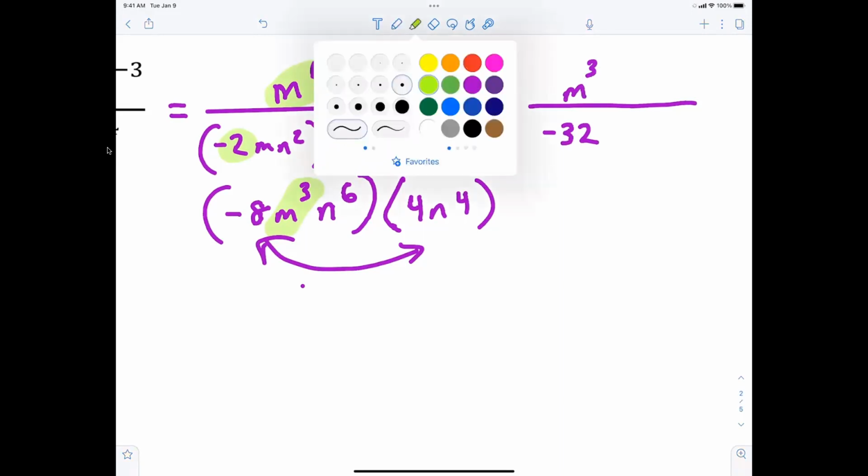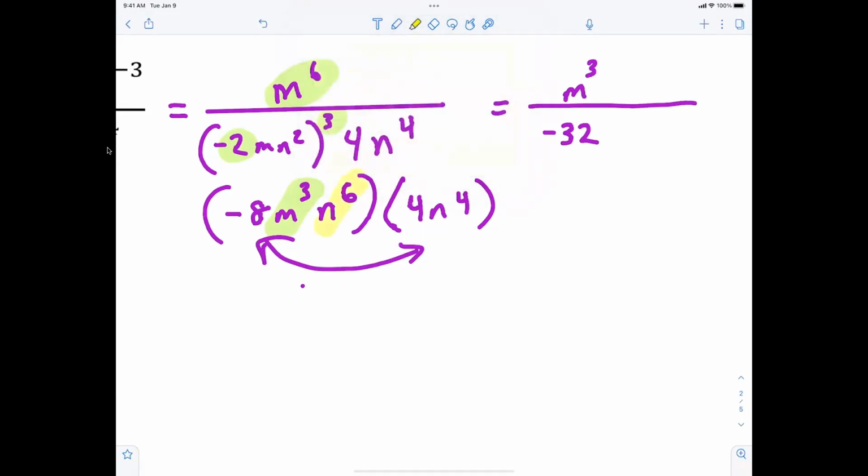And then finally, how many n's do I have in the bottom? 10. That's the process. All right, that's the process.